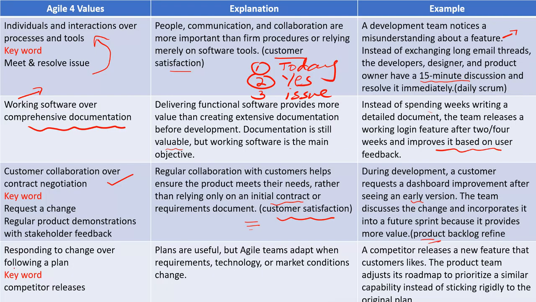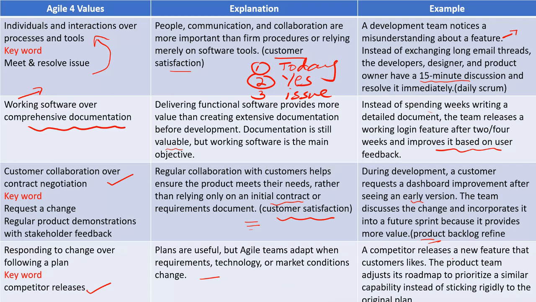Responding to change over following a plan, the keyword is competitor releases. If you see the words competitor releases, it means they are talking about the fourth agile value, that is responding to change over following a plan. Okay, here is the explanation. Plans are useful, but in agile, teams adapt when requirements, technology, or market conditions change. What does it mean?